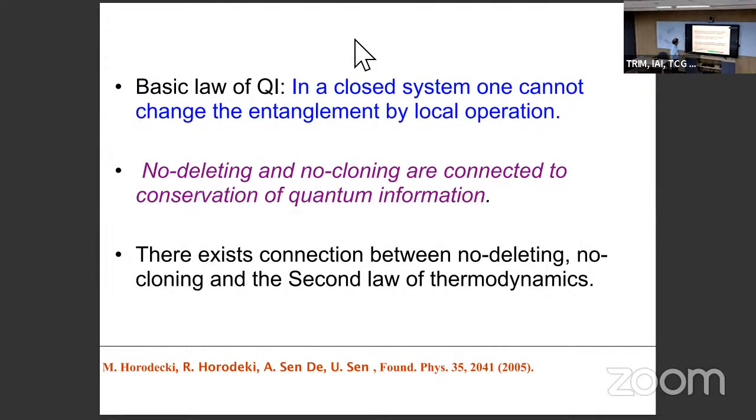And later on, the Horodecki group and Aditi Sen, Ujjwal Sen also tried to connect this to conservation of information using thermodynamic context and using entanglement transformation. They showed that the basic law of quantum information, which tells that in a closed system one cannot change the entanglement by local operation, is a very basic feature of entanglement theory. And using this principle, they tried to show that non-deleting and non-cloning are actually connected to conservation of quantum information. They also tried to show that there exists a connection between non-deleting, non-cloning, and even the second law of thermodynamics. But I'm not going to go into detail about these.